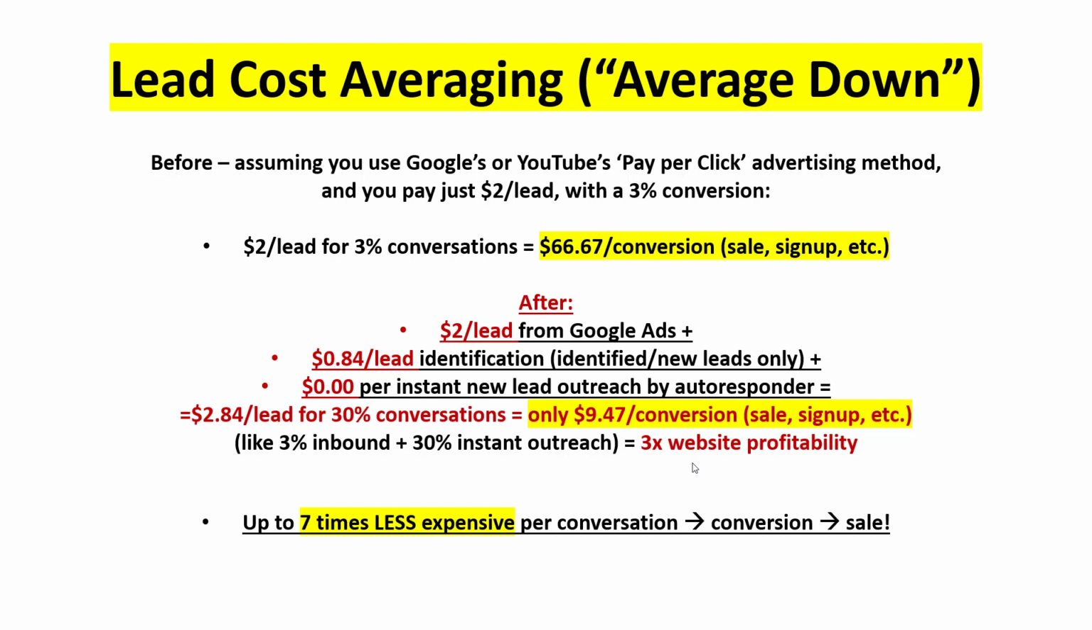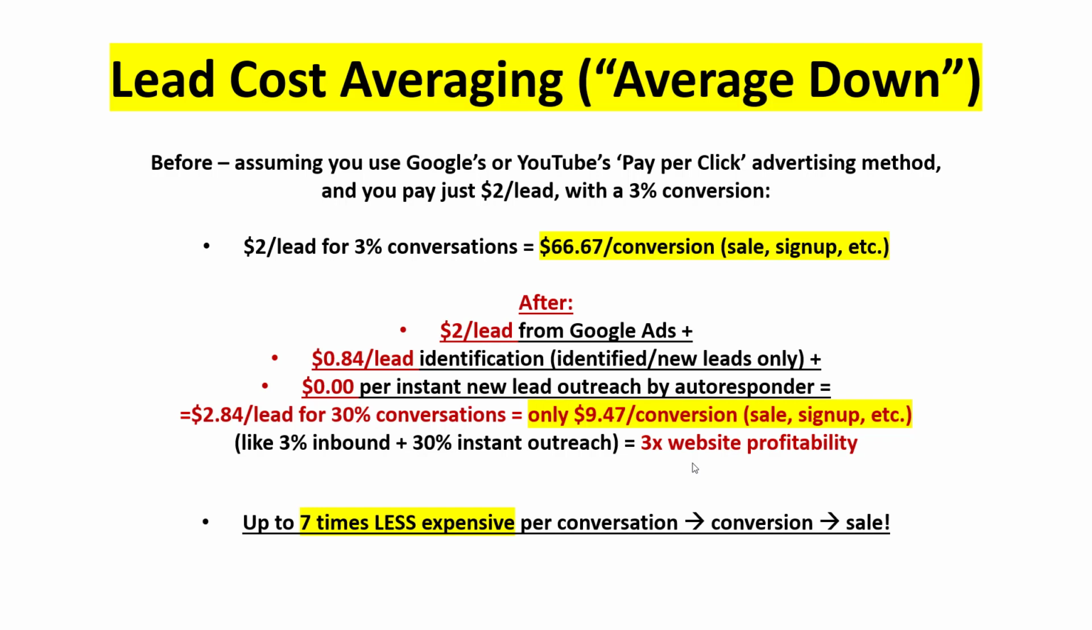So what's it going to be like after you get our program going? Now it's $2 a lead from Google Ads still, right? Like before, you've got to get the traffic in however you got them in. So if you're paying for ads, you're paying for ads. If you're not paying for ads, you're not paying for ads. So don't include that, right? But if you are, then whatever it is, you're going to pay for your Google Ads plus 84 cents per lead identification, right? For new leads only. And nothing for instant new lead outreach by the autoresponder. Okay, so that's $2.84 per lead for 30% conversations instead of only 3%.